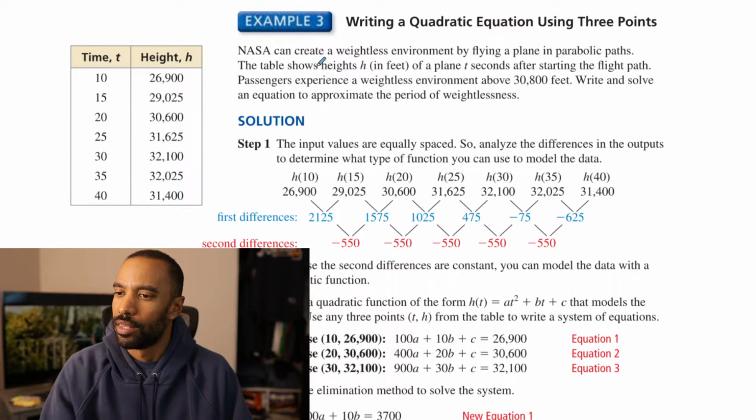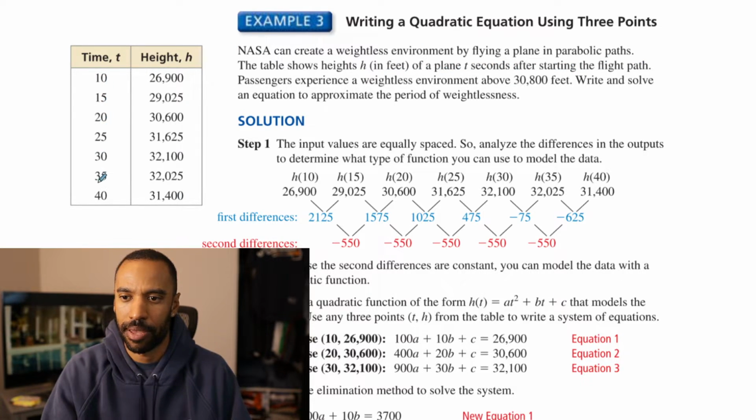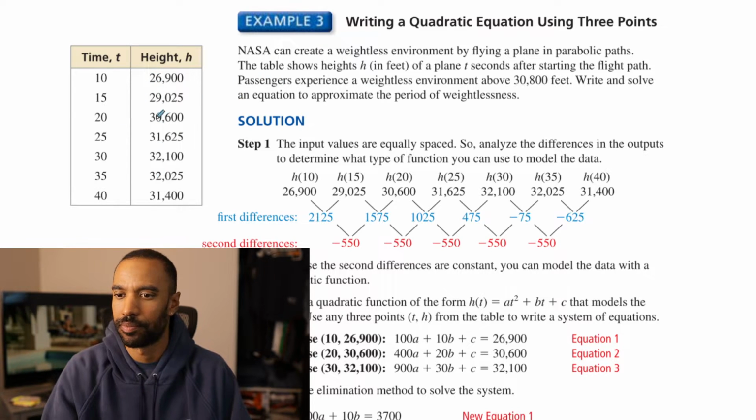The table shows heights, h in feet, of a plane t seconds after starting the flight path. So here's time as it goes on. Here's the plane's height. It looks like it goes up, hits some peak, and then it goes down again.